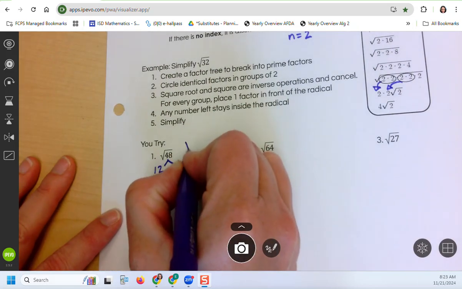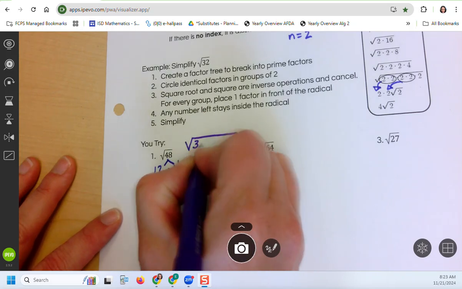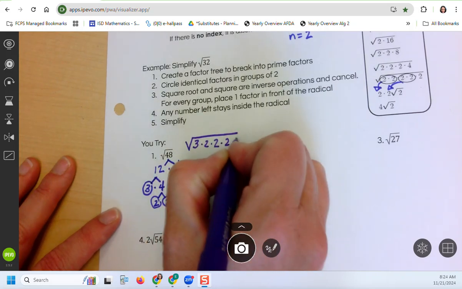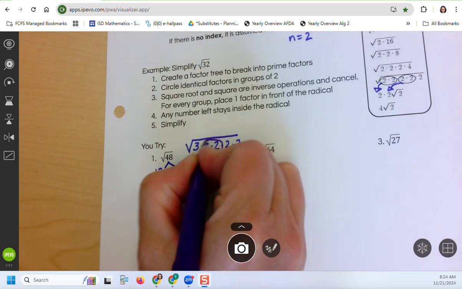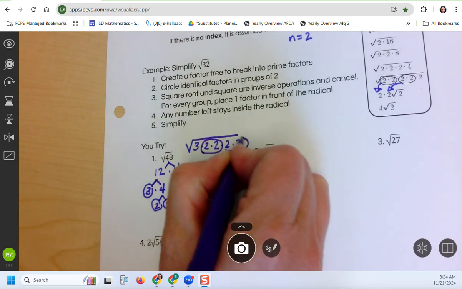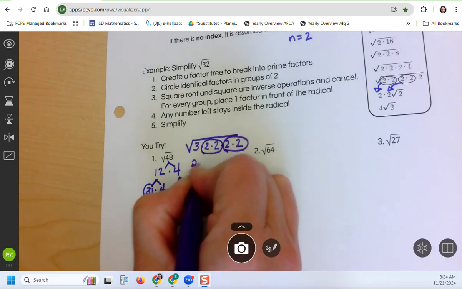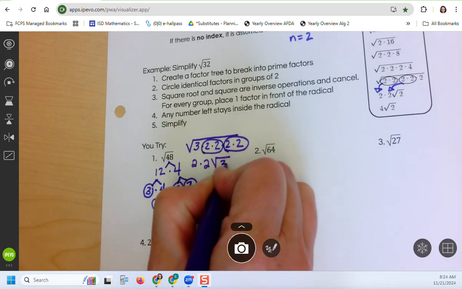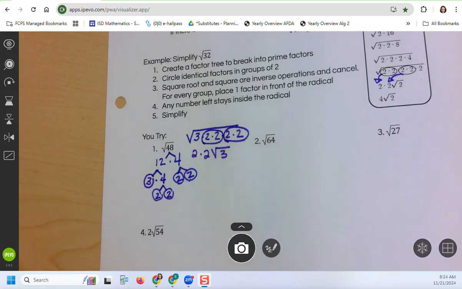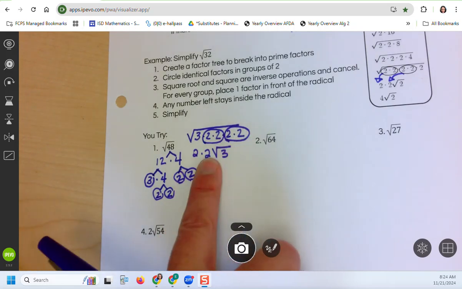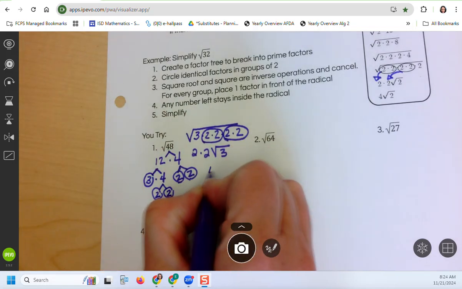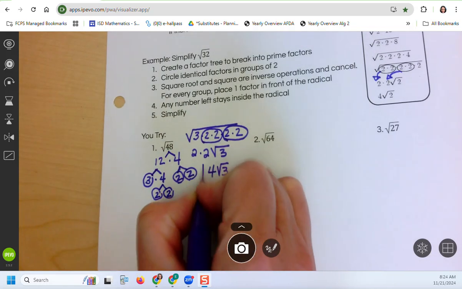Okay. So then I'm going to make the radical, and I'm going to put all these numbers underneath it. 3 times 2 times 2 times 2 times 2. And then you look for the pairs. So you can circle your pairs. The square root of 2 times 2 will come out, and the square root of 2 times 2 will come out. And they move to the outside. So notice that pair becomes a single 2 on the outside because I took its square root. That pair becomes a single 2 on the outside. And then I multiply those two together to get 4 root 3, and I'm done.